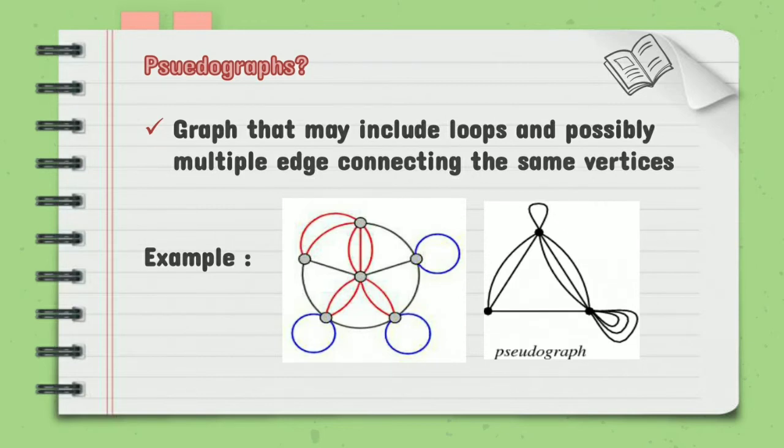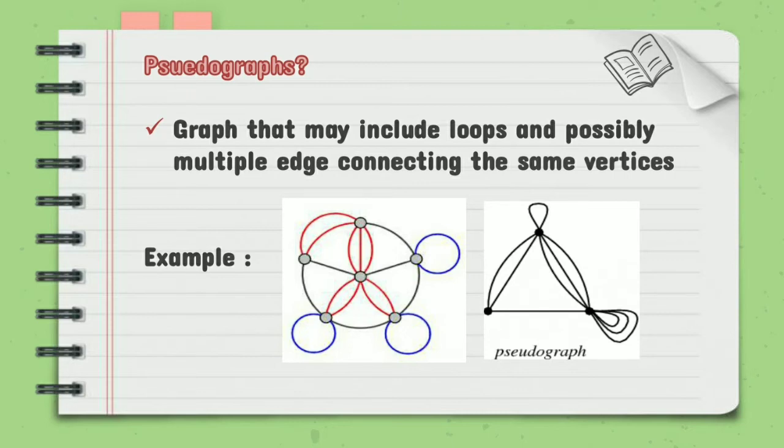Next, pseudograph. A pseudograph is a graph that may include loops and possibly multiple edges connecting the same vertices. For the example here, the blue color represents the loop, and the red color represents the edges connecting the vertices. In the second example, you can also see there is a loop at vertices 1 and 2, and multiple edges at vertices 1 and 2 and 1 to 3.